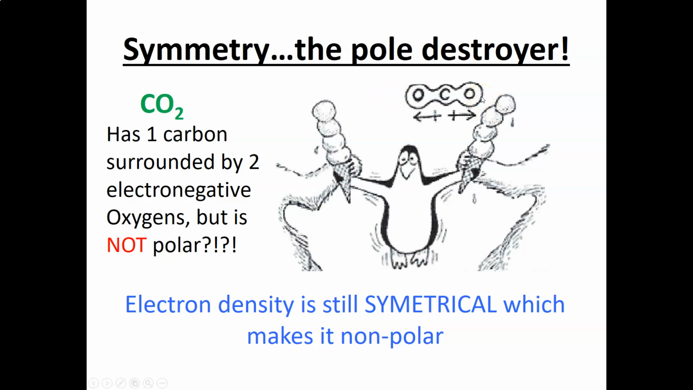If I were to flip this molecule over, it would look identical, right? The top looks the same as the bottom. If I were to flip it, it would look identical. So we say that symmetry can destroy the polarity. It can cancel out that polarity that you might think exists by looking at the bond only.